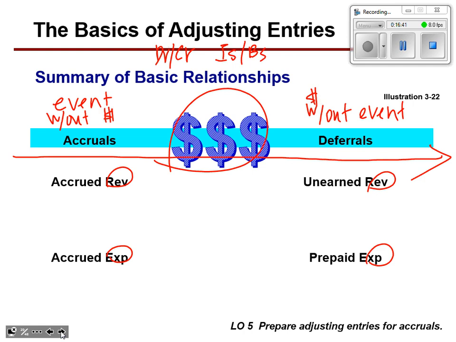The lights are on at school. We haven't paid our bill yet, though. Which one is that? Accrued expense. The event is happening. Lights are on. When we pay our bill, we need to update that.